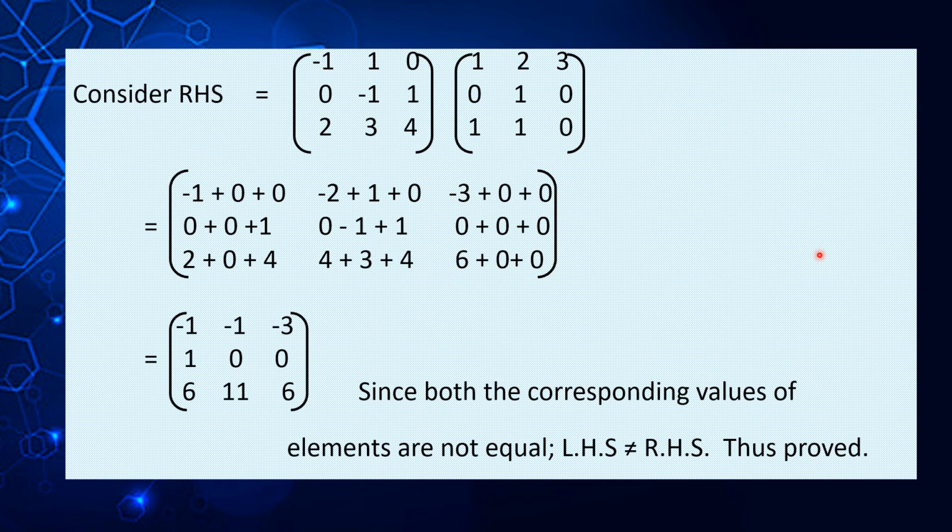Next, we would consider the RHS part. That would be multiplying these two matrices. That would give us the values minus 1, minus 1, minus 3, 1, 0, 0, 6, 11, 6. When we look at both the values of RHS and LHS, we can see that both are not equal. So since both values are not equal, we have proved that LHS is not equal to RHS. Thus proved.